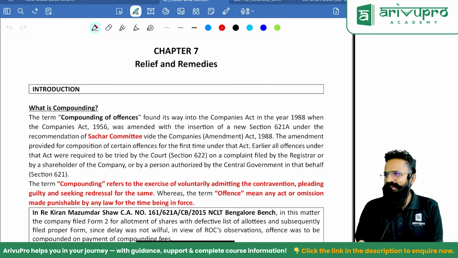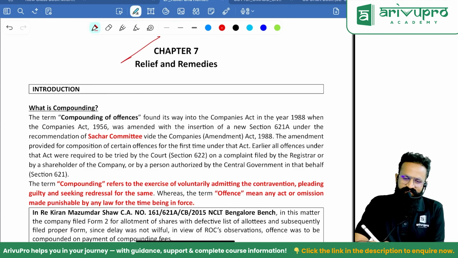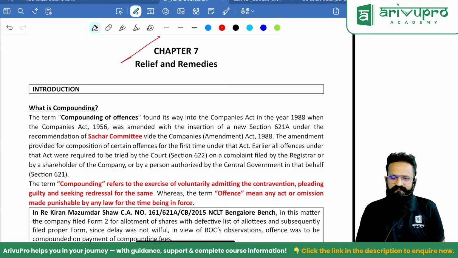Let's start your 7th chapter, people. Relief and Remedies. Relief and Remedies. So, what did we see in the previous chapter? What are we going to see in the 7th chapter?